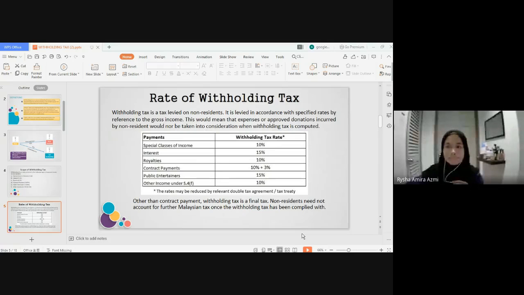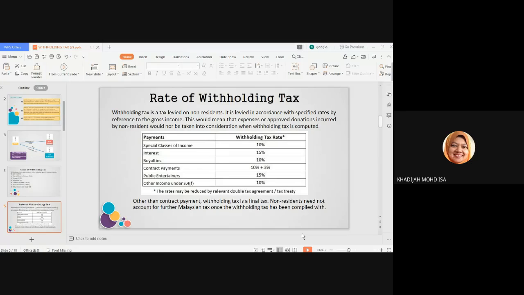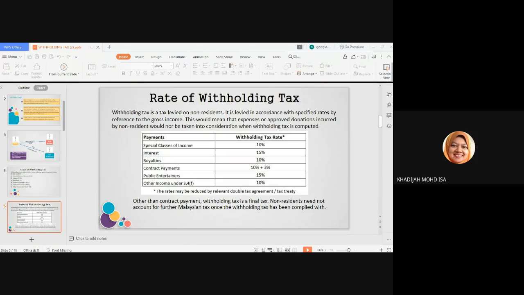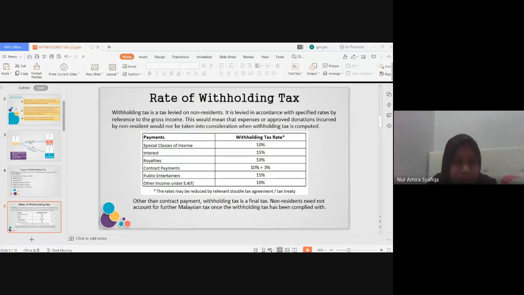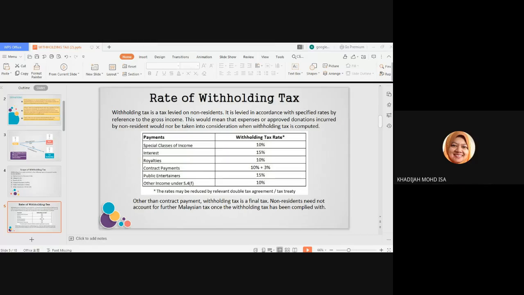Okay, so these are the rates of withholding tax. The rate is levied in accordance with a specific. Please put the presentation into slide mode. Presentation mode. Go to slideshow, or from current slide, you can find it at the top on your left. But I already opened it big, Doctor, I don't know why it doesn't come out. Oh, I see. Okay. It's fine.